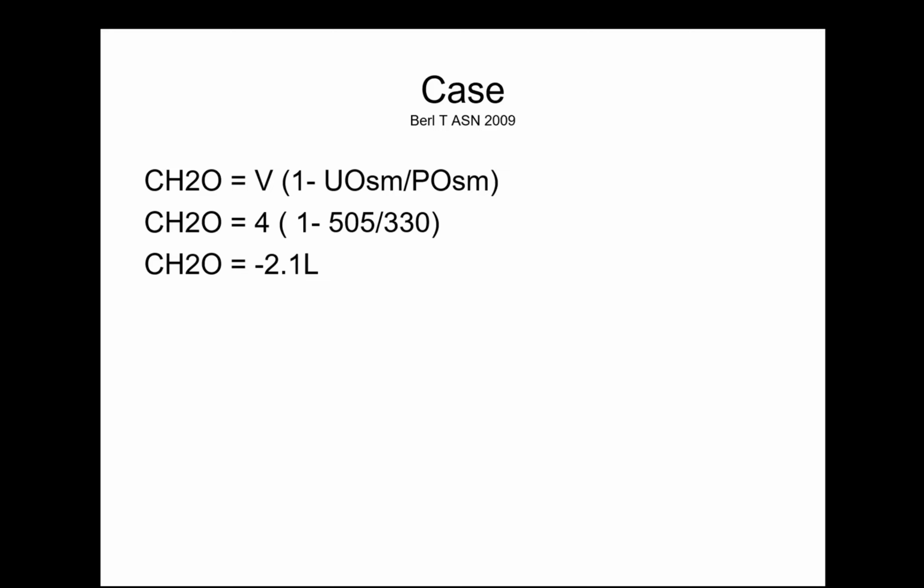If the urine osm is more concentrated than plasma osm, and we try to see how much water is being excreted, this formula actually tells us there's no water excretion. If anything, there's water reabsorption to the tune of 2.1 liters per day. So if that were true, what's going on? How come the patient is becoming hypernatremic in front of our eyes?